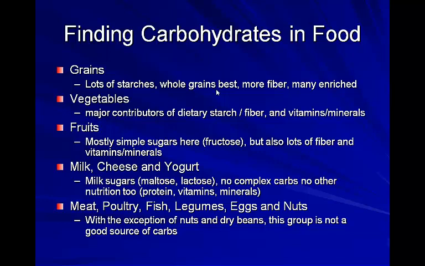One nice thing too about a lot of the whole grains, the whole grain wheats and stuff, a lot of them will be enriched with other vitamins too, so you'll get some other good nutrients from it. Vegetables, of course, vegetables are very high in carbohydrates. They'll have a lot of dietary starch and fiber as well, so vegetables are a great source. Some of the non-starchy vegetables don't have as much carbohydrates, but they'll have a lot of fiber, which is good for you as well, and a lot of vitamins and minerals. Again, I mentioned like the potato. That's a very starchy vegetable.